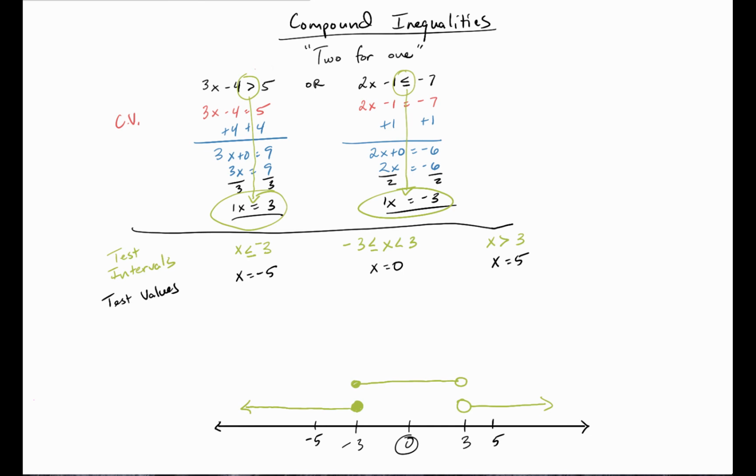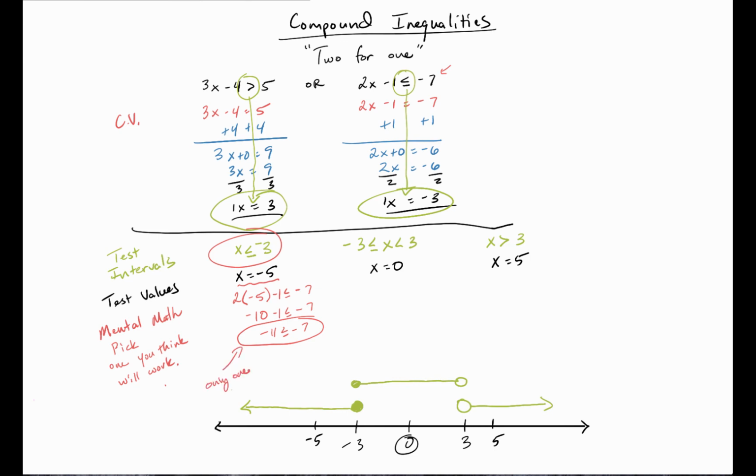Now for this one, since it's an OR statement, it only needs to work for one of them. So pick carefully. Pick the one that you think would work. If it doesn't work, then you have to test the other one anyway. For this first one, I did a little mental arithmetic, and I feel confident that the second inequality, 2x minus 1, will work. And lo and behold, I get negative 11 is less than or equal to negative 7. Worked just fine. And since it's an OR, only one of them has to work. So I know that x is less than or equal to negative 3 is good.